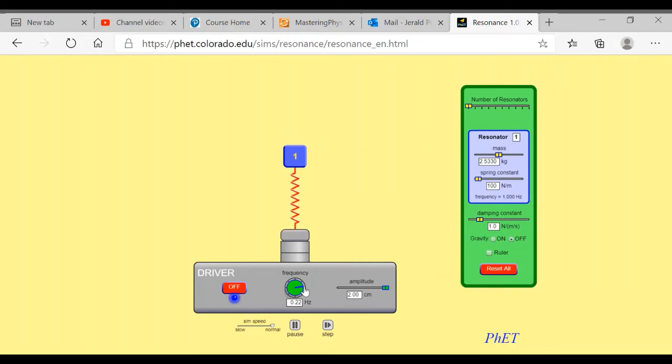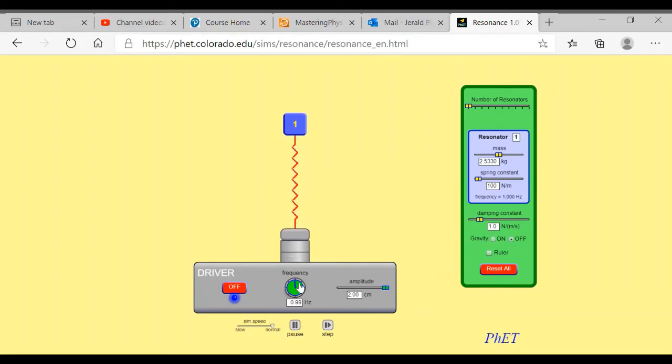Now let's watch what happens as I start to increase our frequency here. Let's go up to about 0.5, and you can see now this thing is moving basically with the driver here, but watch what happens as we start going closer and closer to 1. Now we're starting to see the mass up here is actually moving with more amplitude than the driver is here. And as we get closer and closer to the natural frequency, we reach resonance.